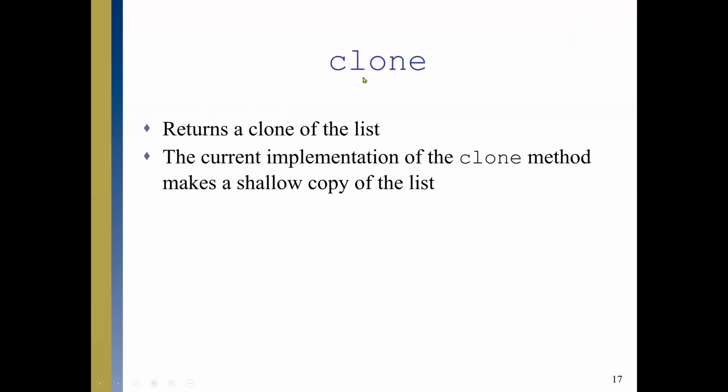Also, we can make a copy of it, which is the clone. The clone will return a clone of the list, which is a copy of it. So here we say the current implementation of a clone method makes a shallow copy of the list.